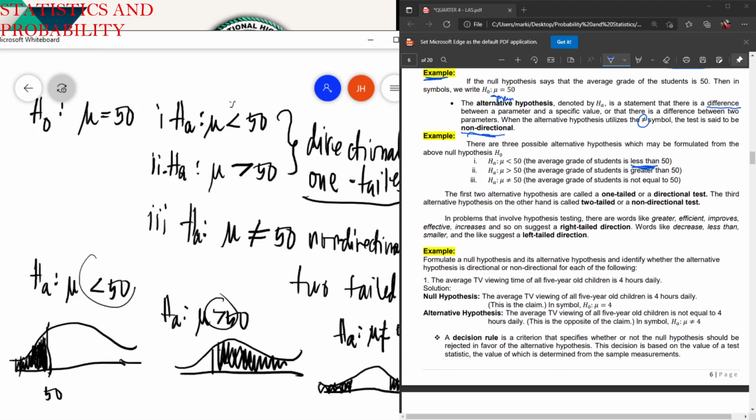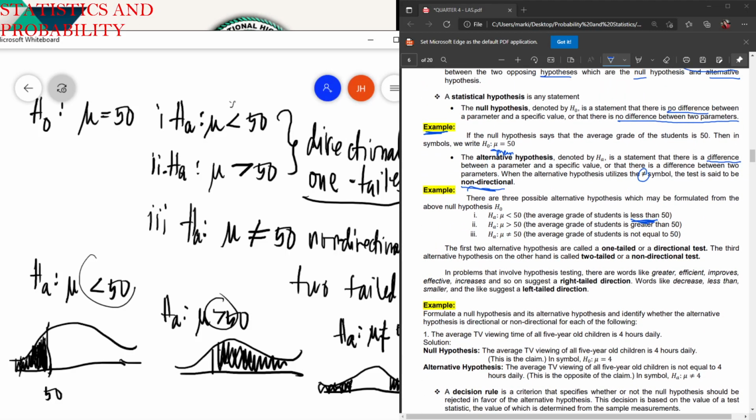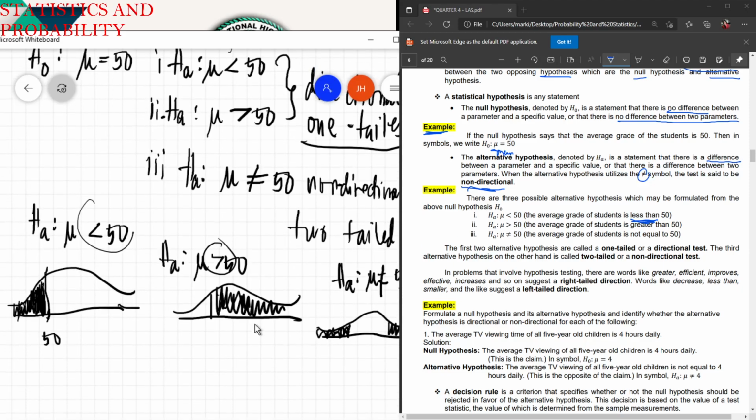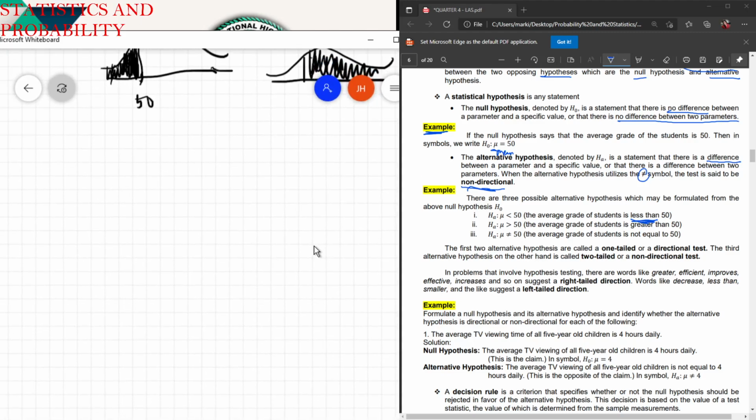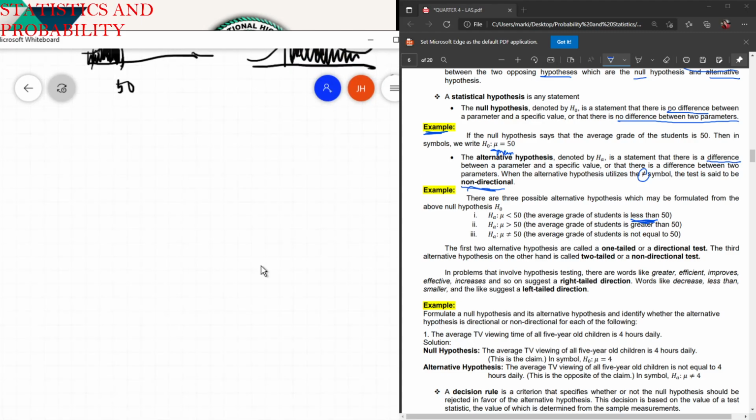So let's have another example. Formulate a null hypothesis and its alternative hypothesis and identify whether the alternative hypothesis is directional or non-directional for each of the following. Example: the average TV viewing time of all 5-year-old children is 4 hours daily. So what do you think is the null hypothesis?